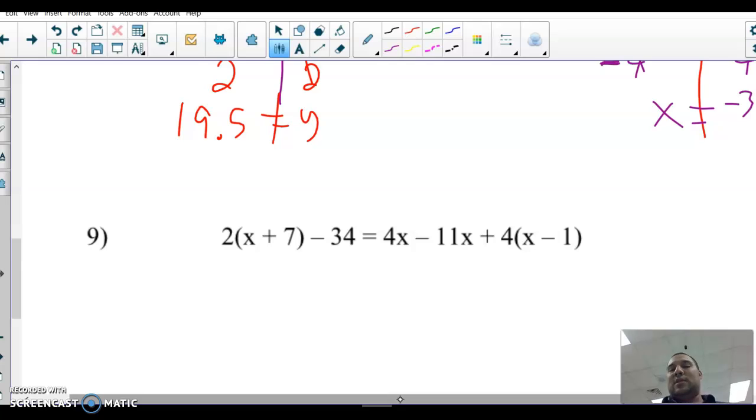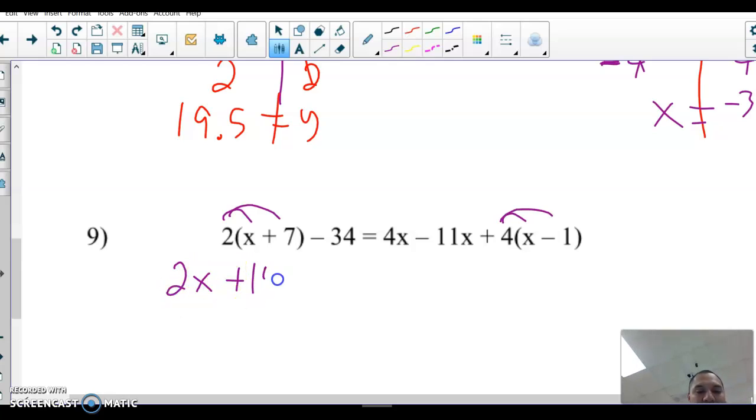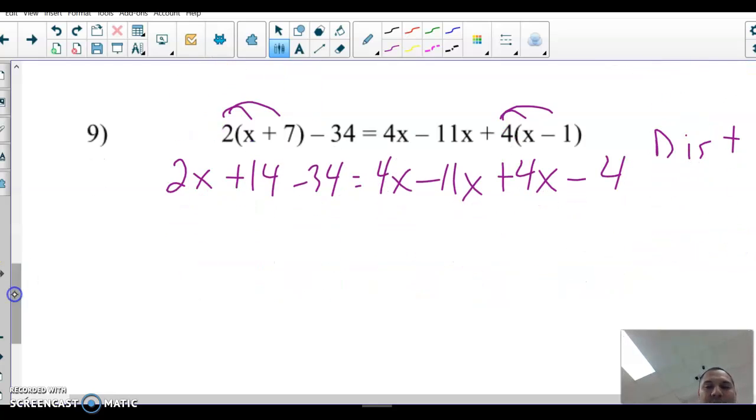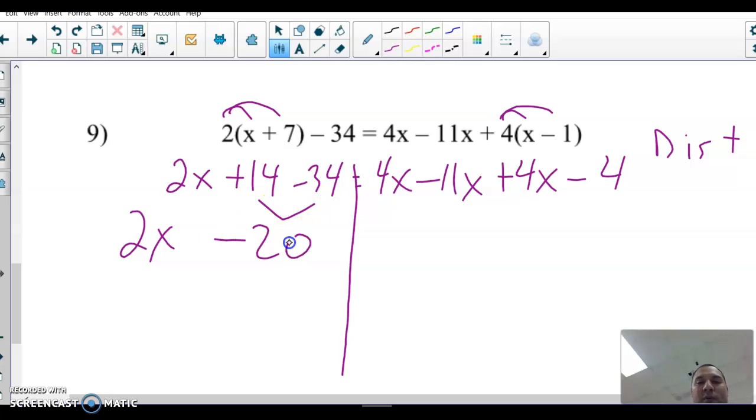This is going to encompass all the steps that were in the original on the first page in the beginning of these notes. Step 1, distribute. So we're going to get 2 times x, 2 times 7. On the other side, 4 times x, 4 times 1. So step 1, distribute. Step 2, combine like terms. Do not cross the equal sign. So 14 minus 34 is -20.